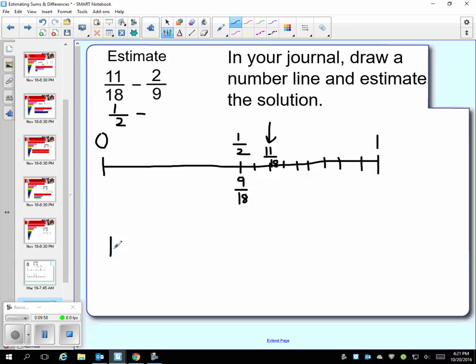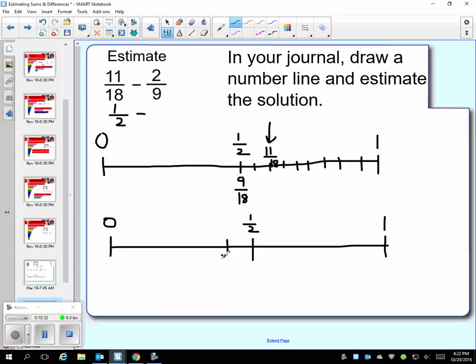So I'm going to draw another number line. And this is 0, this is 1, and I know this is my halfway point. Okay, now let's think about 9. What would be my halfway point of 9? Well, let's think. 4 plus 4 is 8. And 5 plus 5 is 10. So it really falls in between the 4 and the 5, right?